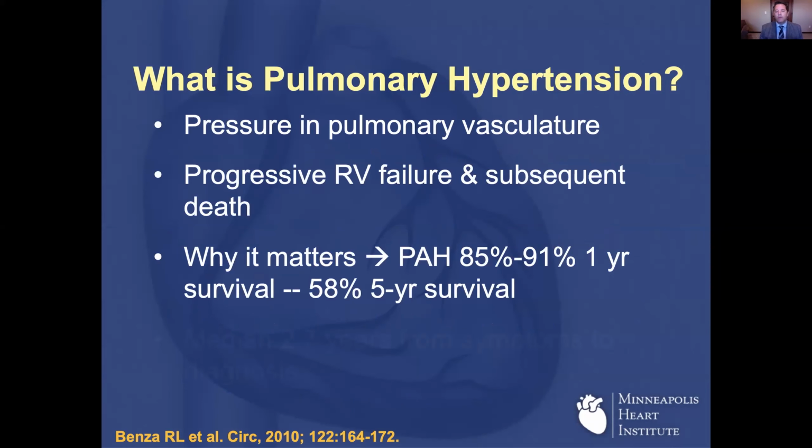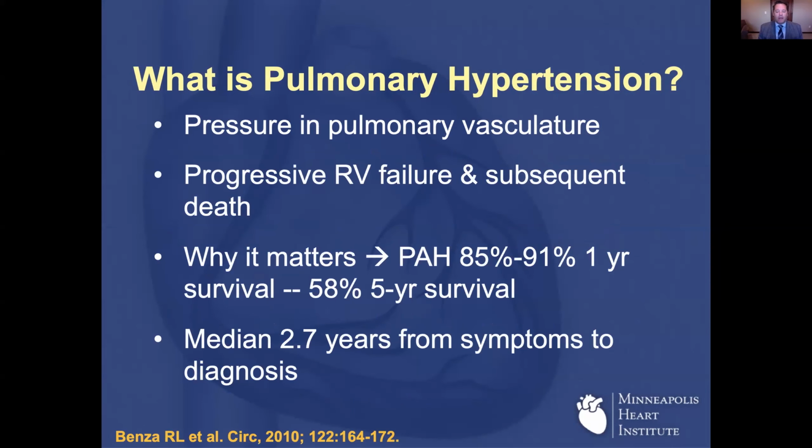prognosis. Now, unfortunately, these patients with pulmonary arterial hypertension spend, on average, about 2.7 years from symptom onset to diagnosis. And so they've burned up half of that 5 years already by the time they finally receive a diagnosis and can then start treatment.